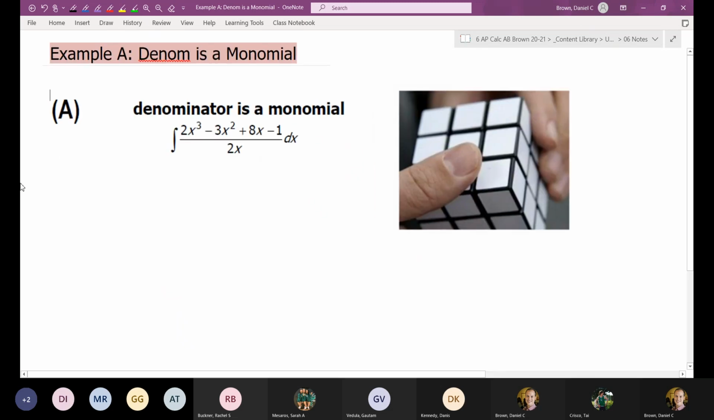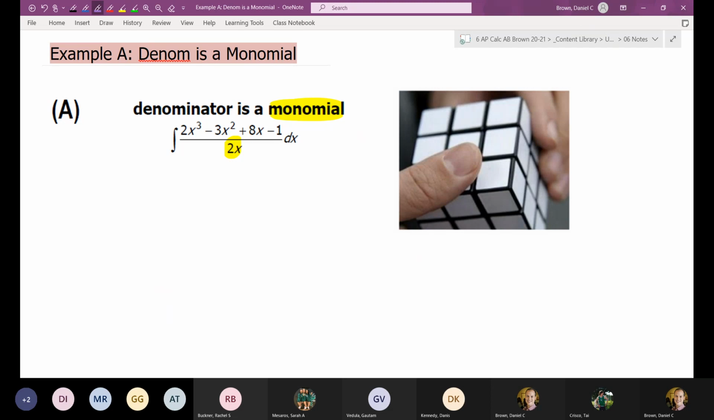This one looks like a complicated integral. You definitely have this long polynomial divided by 2x. But when I see this problem, I get happy, because that's just a 2x. We have a monomial, so I know that I can easily simplify this problem, and then hopefully it will be something that I can do much more quickly.